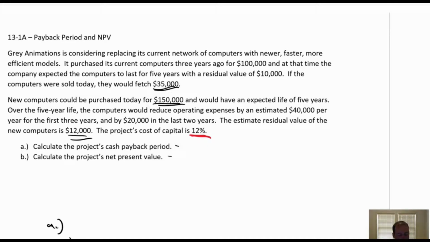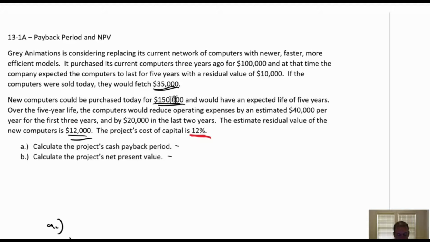Okay, we're going to re-examine problem 13.1a, and we're just going to compute the IRR, the internal rate of return. So just returning to the question, you'll recall the company purchased some old computers it's thinking about replacing with new ones. If it sold the old computers today, it would get 35 grand. So that's a cash flow coming in today.